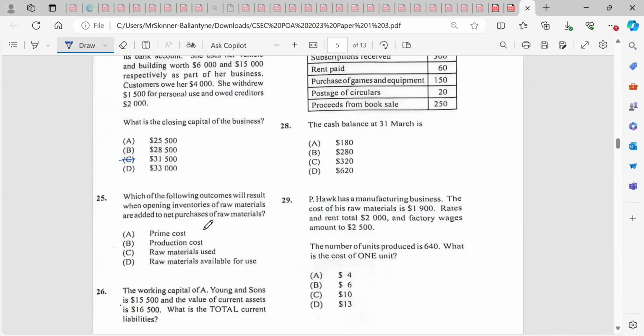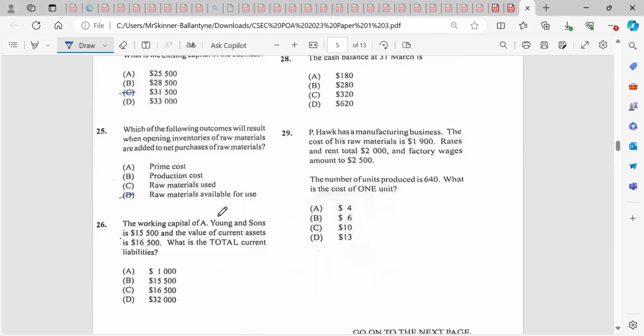Number 25, which of the following outcomes will result when opening inventories of raw materials are added to net purchases of raw materials? You all should know this by heart too. D, cost of raw materials available for use. For it to be cost of raw materials used, what do you have to minus? Closing inventory, stock of raw materials. Good.